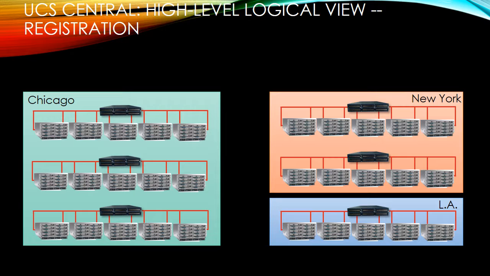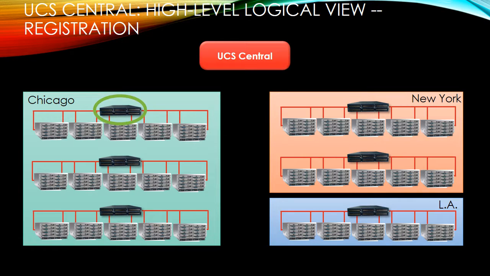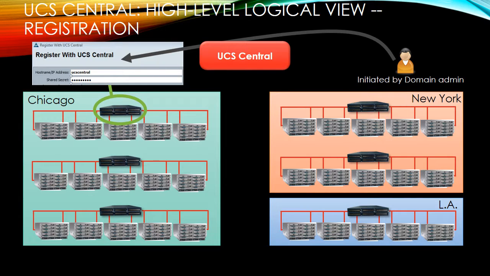And so this is relatively easy. In our example, we see we have New York, LA, and Chicago, and we have our UCS Central. So we need to register Chicago initially here, one of the sites in Chicago. And with the newer versions, we can do the registration in either direction. But now we're going to go ahead and register it with UCS Central.